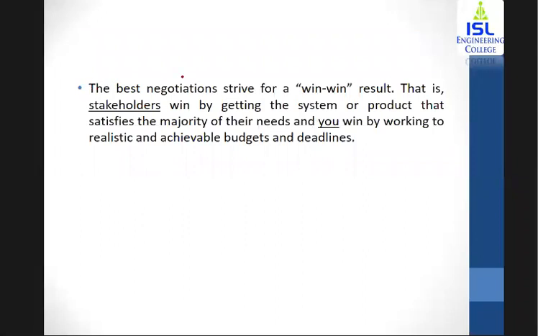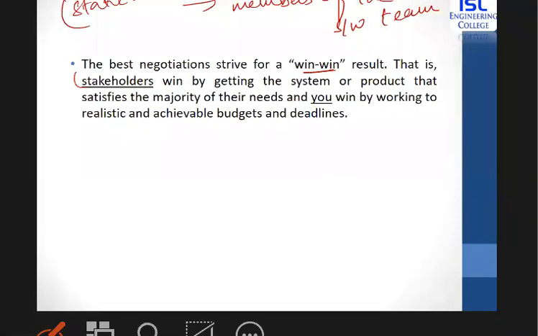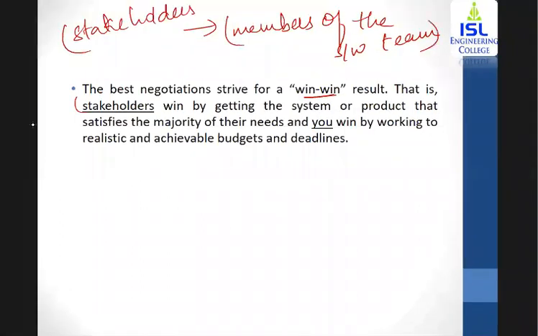Now, the best negotiation strives for a win-win result. Now, the win-win result is for the stakeholders. The win-win should be between the stakeholders and the members of the team, the people that are developing the software, the members of the software team. It should be win-win between these two parties.